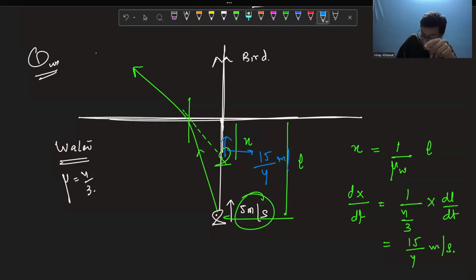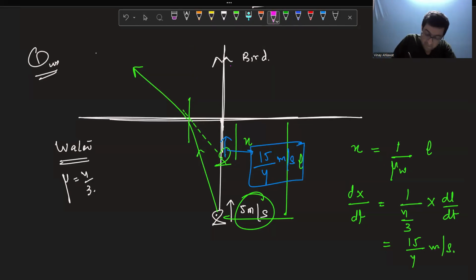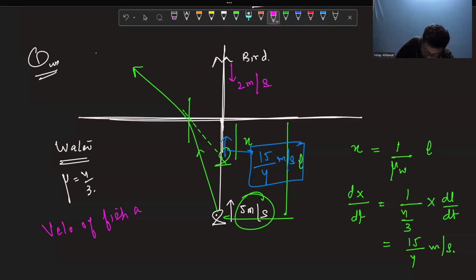Any confusion till this part? No, sir. Now, if the bird was also diving with 2 meter per second, what is velocity of fish as seen by bird?